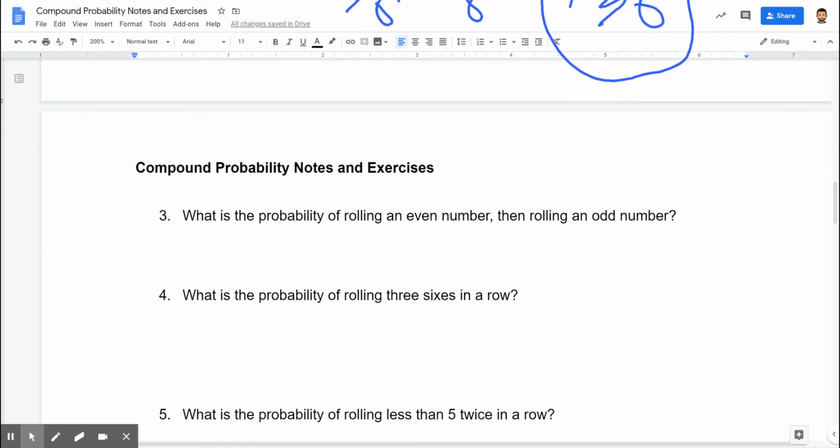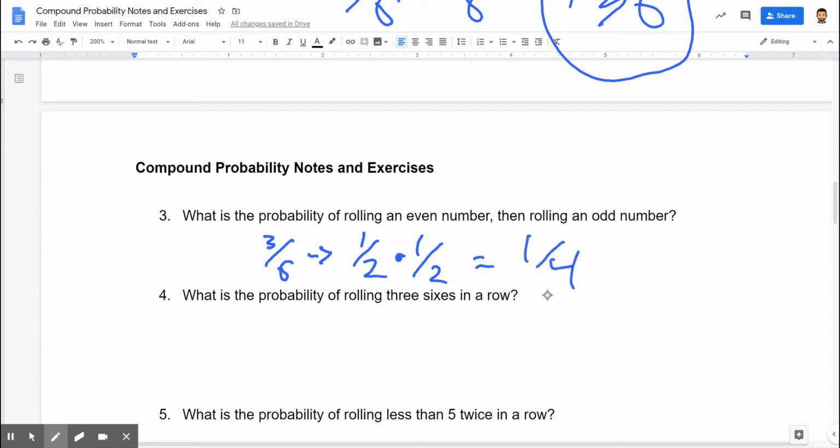Probability of rolling an even number then an odd number. Okay, again, an even number, there are 3 even numbers, right? And 6 total numbers. So 3 out of 6, their even numbers are 2, 4, and 6. So that's half of them. That reduces to 1/2. Likewise with odd numbers, I have 3 out of 6 even, 3 out of 6 odd.